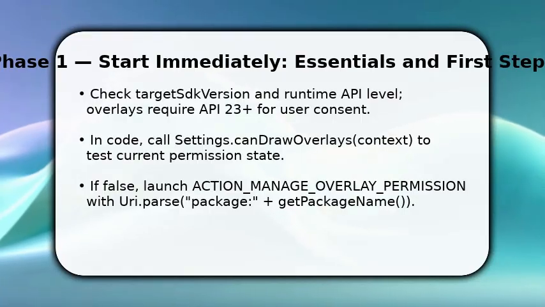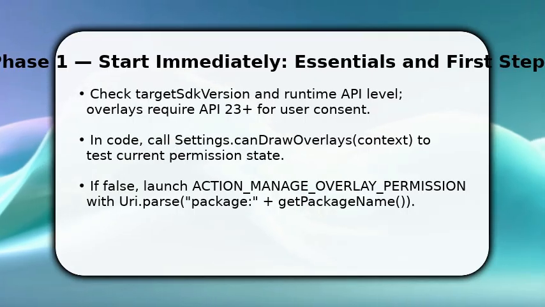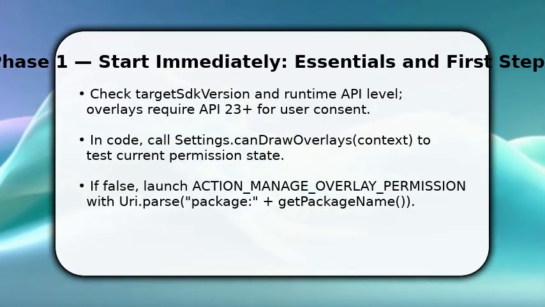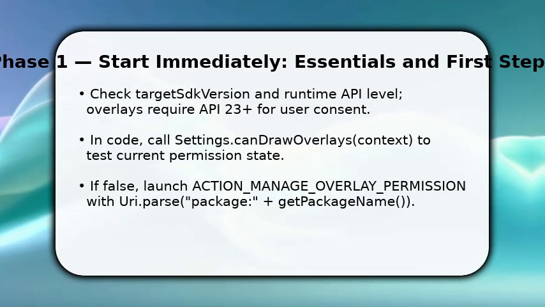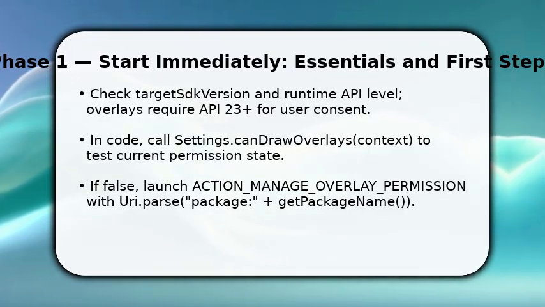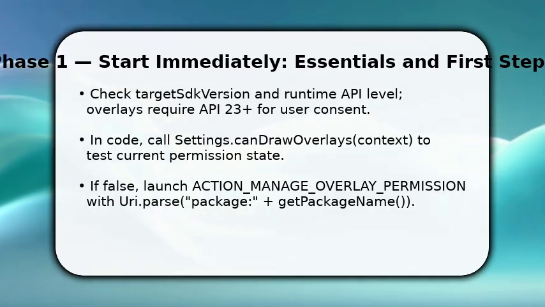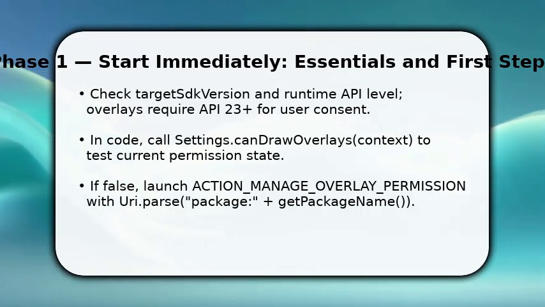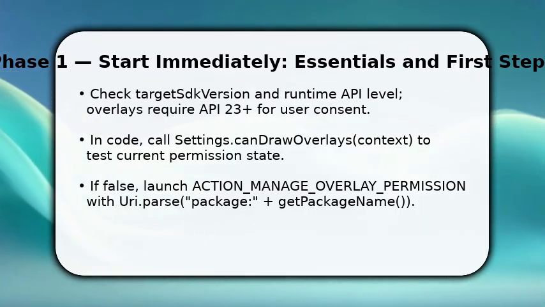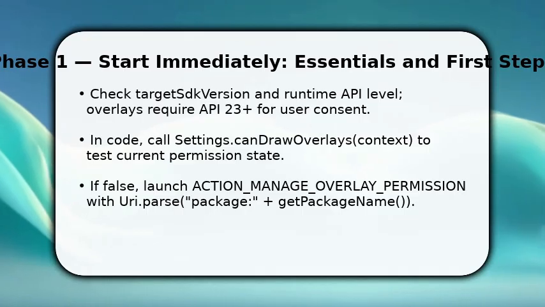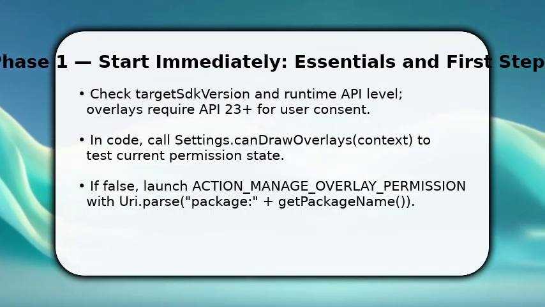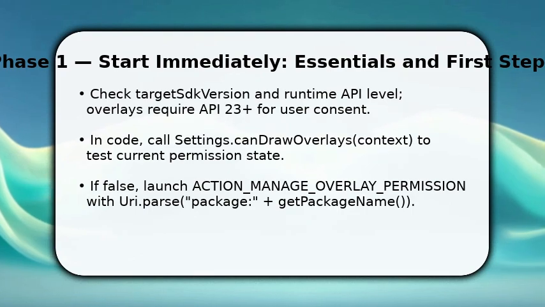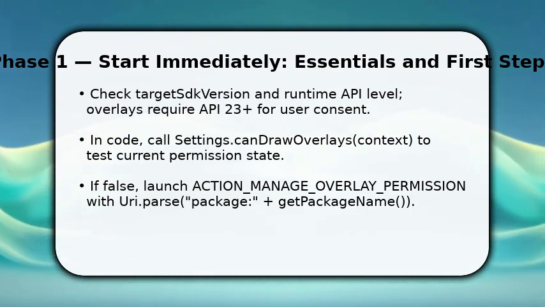You start by confirming that your app targets the expected SDK and that the device runs Android 6.0 or higher. Once done, in your activity check Settings.canDrawOverlays(this) to see if you already have consent. If that returns false, create an intent with action MANAGE_OVERLAY_PERMISSION and URI.parse("package:" + getPackageName()), then call startActivityForResult. This takes the user directly to the system toggle, so they can enable the draw over other apps permission for your package.